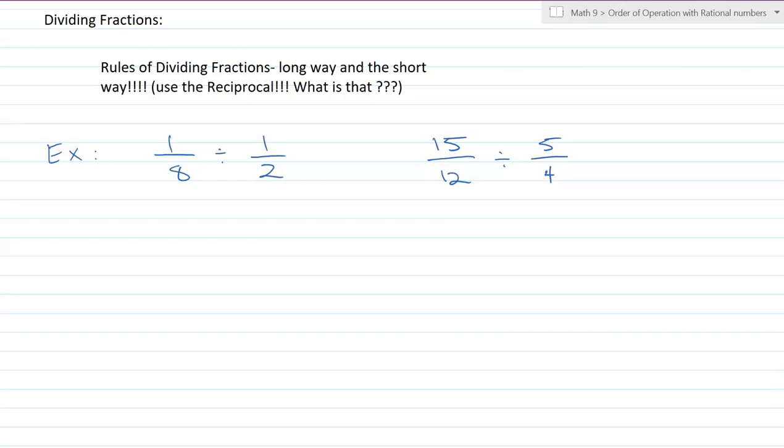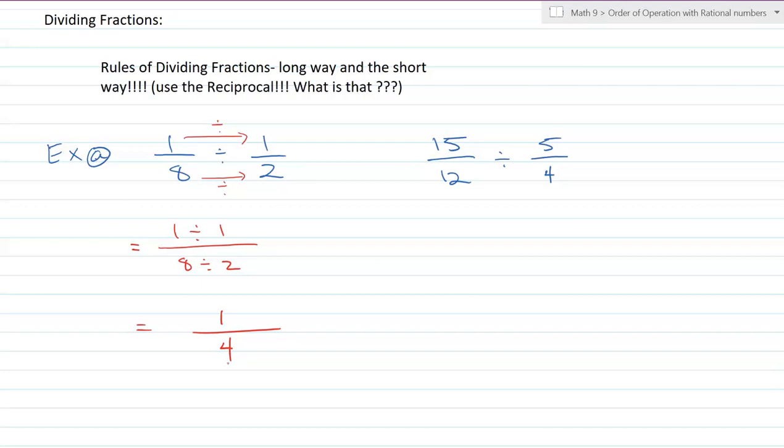Basically, what you do to the top, you do to the bottom as well. So let's look at example A, 1/8 divided by 1/2. This is what you would do. You divide the numerators, and you divide the denominators. So you're doing 1 divided by 1, all over 8 divided by 2. What is 1 divided by 1? That's 1. What is 8 divided by 2? That is 4. And that's 1/4. Great. That's very good, right?